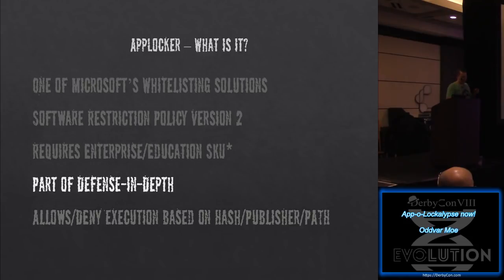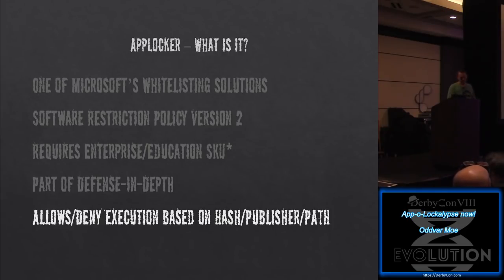AppLocker is part of Microsoft's defense in-depth strategy. It's just another of their products to harden things as much as they can. You can allow and you can deny execution of things. You can base it on the publisher, that's the certificate. If you have a signed binary, you can tell it to either allow or deny it based on that certificate, and that's pretty awesome. It's hard to fake. Or you can base it on the hash of the file, or just the path where it's located on the disk.